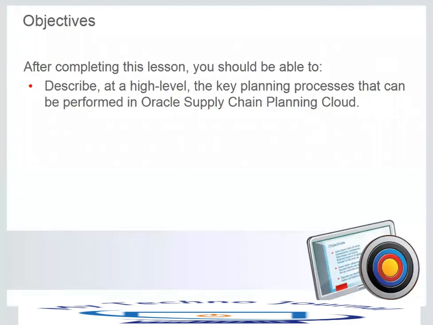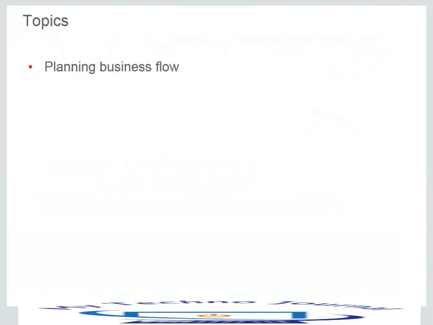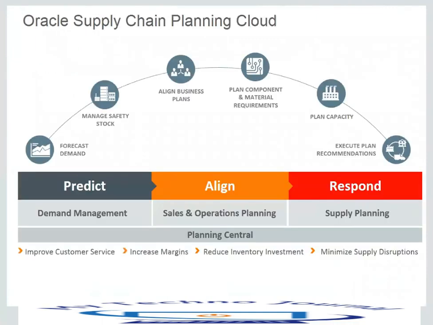So we will describe at a high level the key planning processes that can be performed in Oracle Supply Planning Cloud. So this is the process flow. If you see, right from the prediction, then aligning it, and then responding to it as a whole business cycle, you will see all the four products which we have talked about, somewhere it has been catered, and we have talked about that.